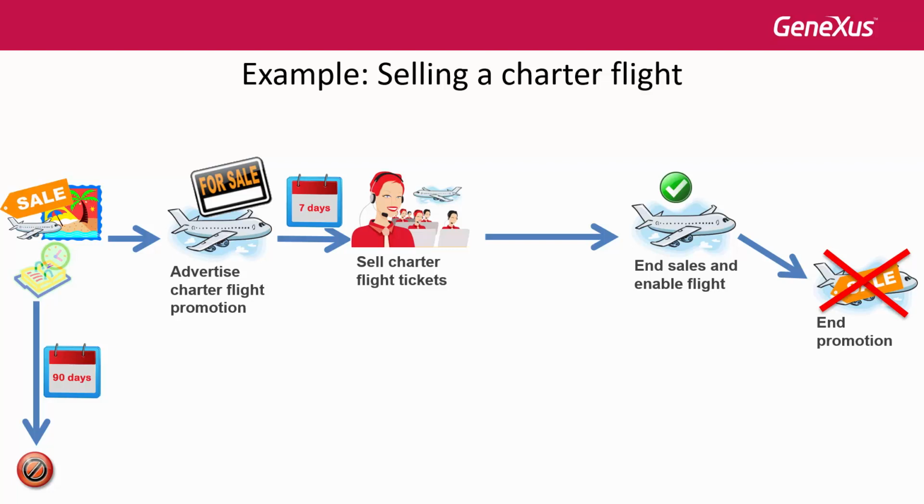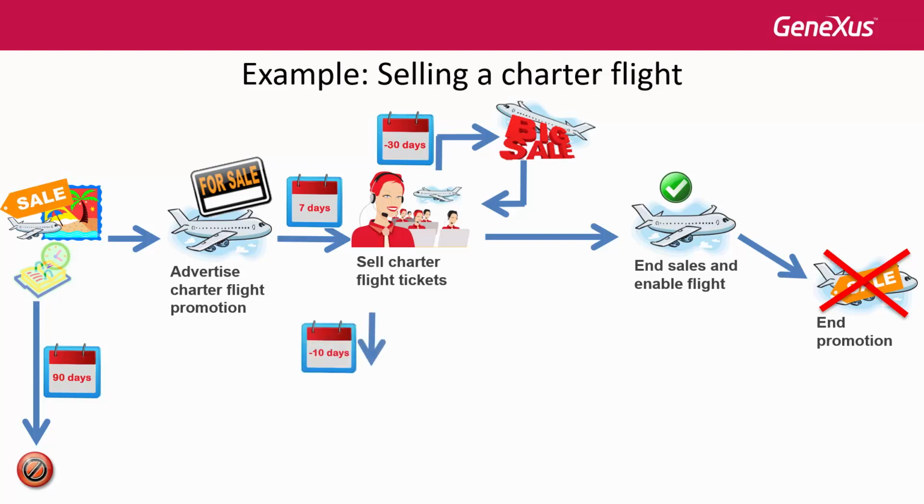As the flight tickets are sold, certain actions are taken as time goes by. For example, if the sales process ends in 30 days and not all the seats have been sold yet, a warning is triggered that starts a sub-process to increase the promotion advertising in the various sales channels.